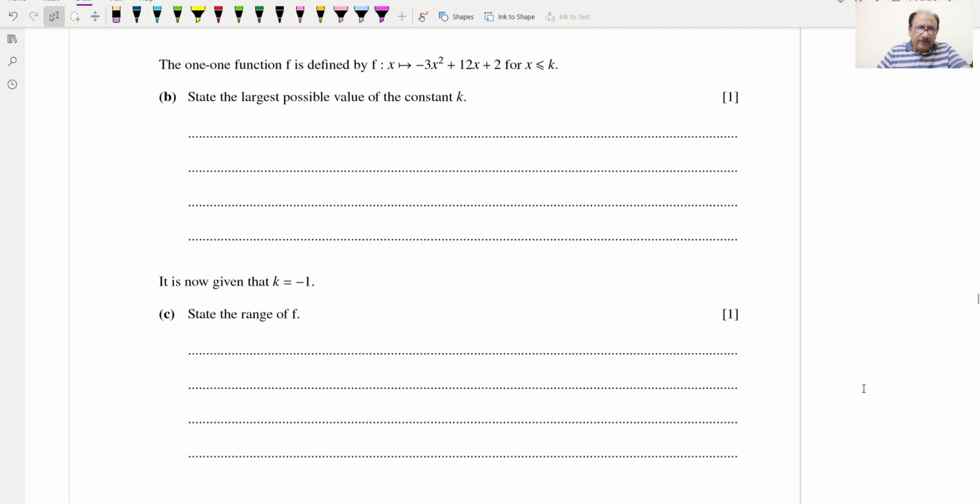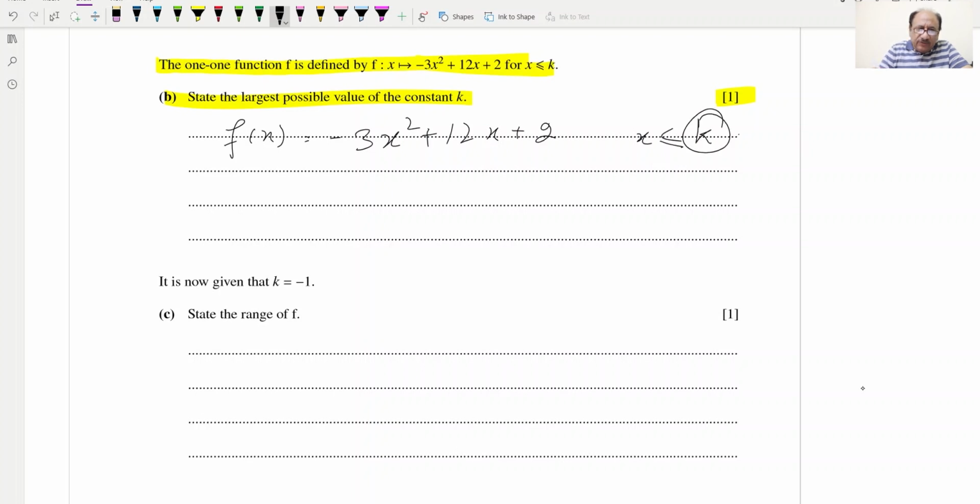Now for B part, it says the function is defined by f of x, and this one for x is less than or equal to k. State the largest possible value of the constant k. It is a 1 mark question. So if we check our f of x, f of x is minus 3x squared plus 12x plus 2. So x is less than or equal to k. So what will be this k value?